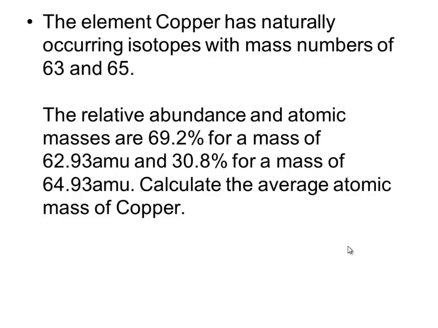Let's try another example. We're going to use copper as the example here, and copper exists as isotopes 63 and 65. The relative abundance and atomic masses are 69.2% for a mass of 62.93 atomic mass units and 30.8% for a mass of 64.93 atomic mass units. Calculate the average atomic mass of copper.